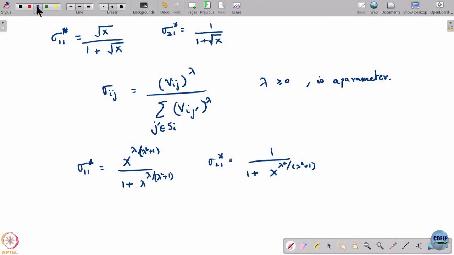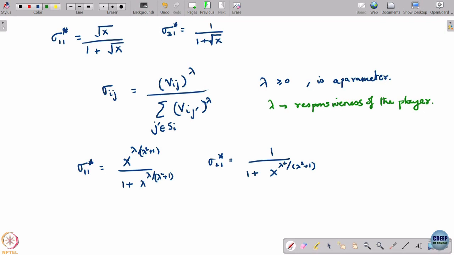So if the lambda is larger, small changes in the utility will lead to bigger changes in his mixed strategy. So lambda is often interpreted as the responsiveness of the player. But you can also interpret it in another way.